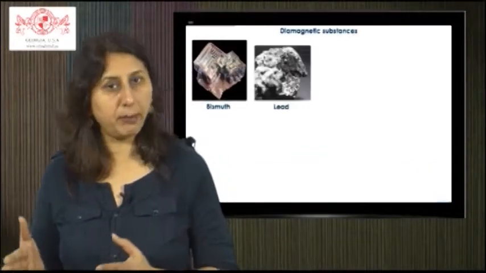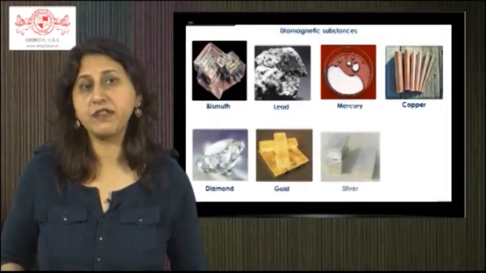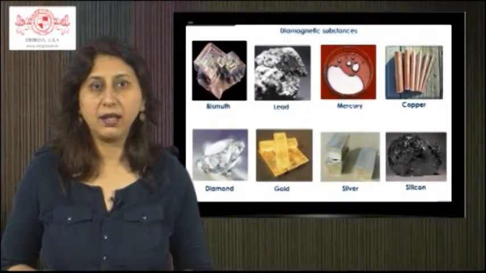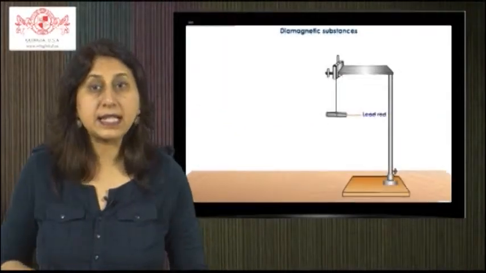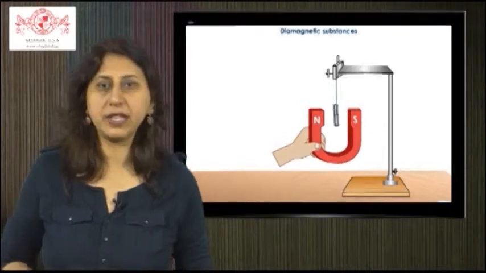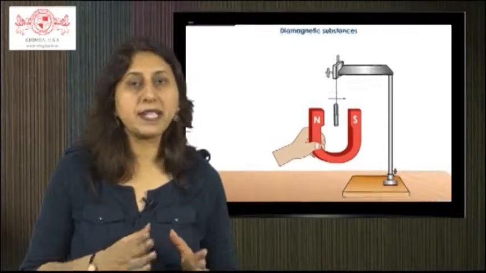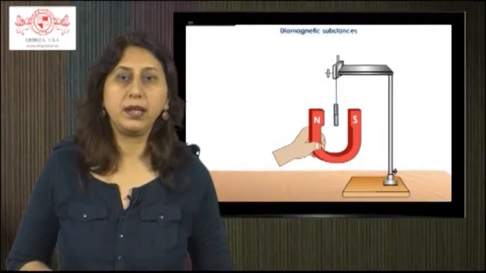Diamagnetic substances. These are those substances which are feebly repelled by a magnetic field. Bismuth, lead, mercury, copper, diamond, gold, silver, and silicon are examples of diamagnetic substances. If a lead rod is suspended in a magnetic field, it slowly sets itself at right angles to the direction of the field. The behavior of a diamagnetic substance is independent of temperature.